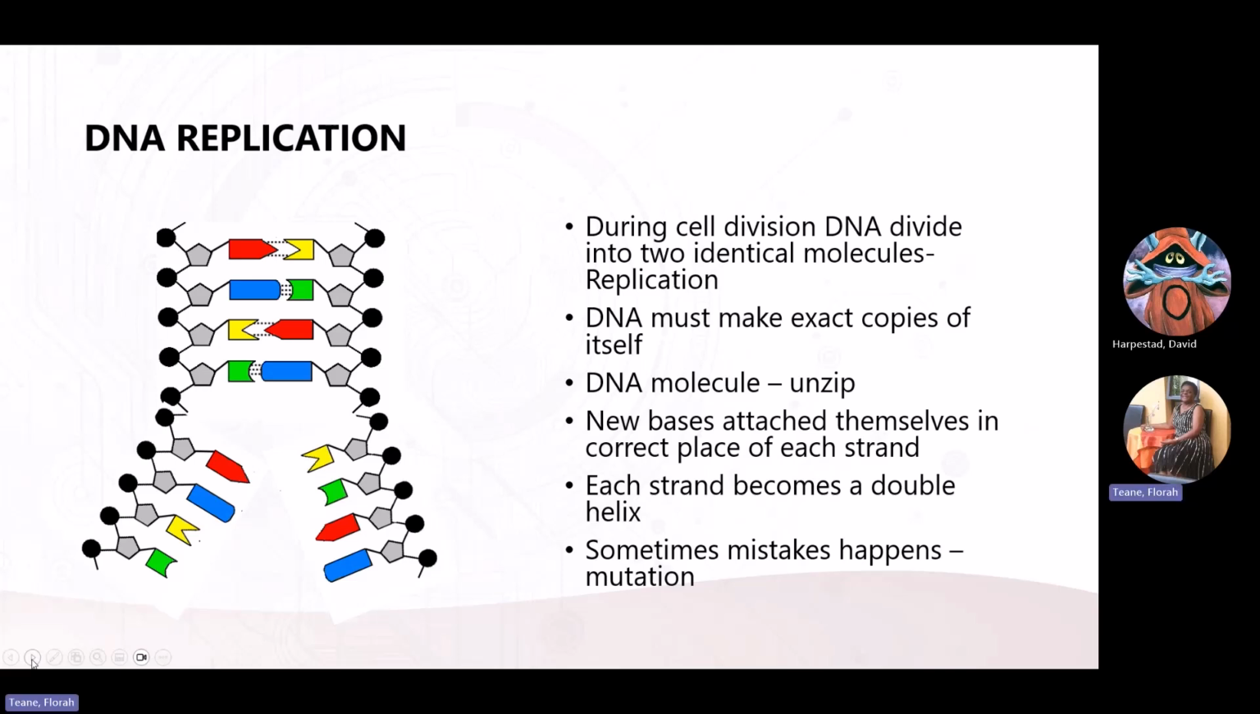So during mitosis and meiosis, cell division, there's a stage called interphase, the very first stage. And that is the stage where DNA replication takes place. DNA duplicates itself or divides into two identical DNA molecules, making the exact copy of itself. Now, how does that happen? During the interphase, the first stage of meiosis, a DNA molecule will unzip.